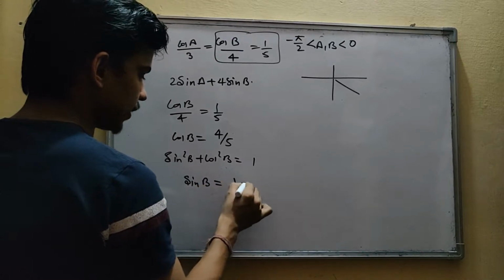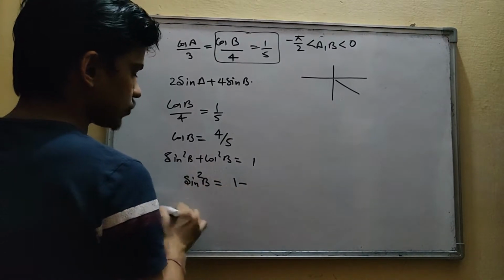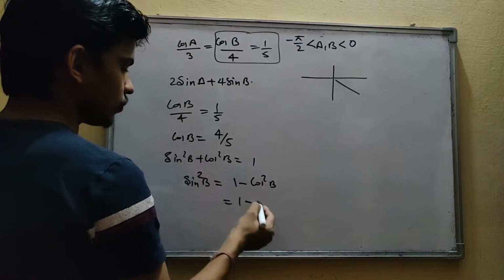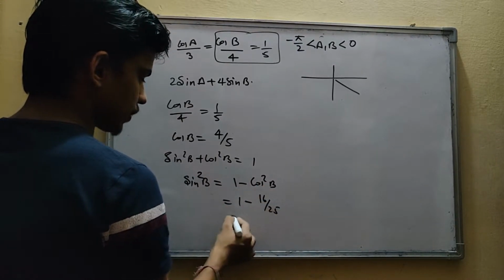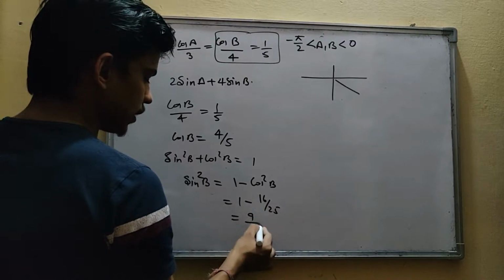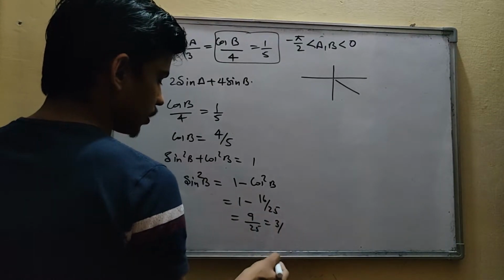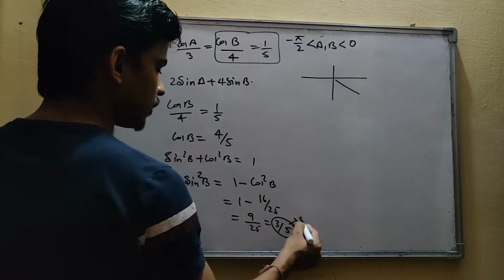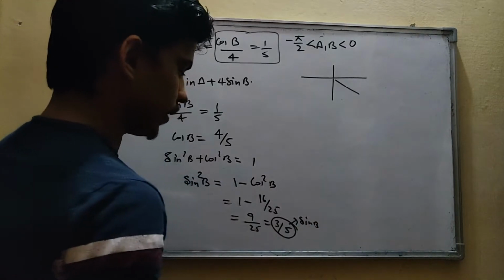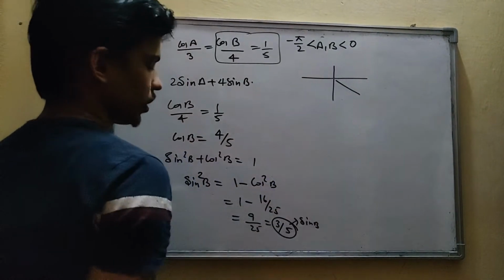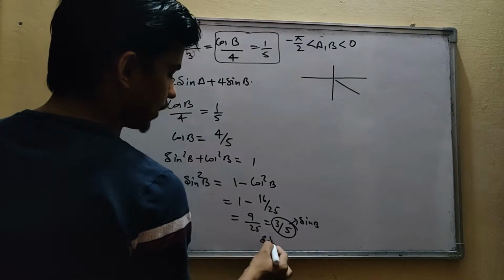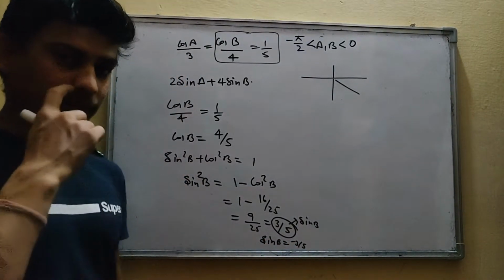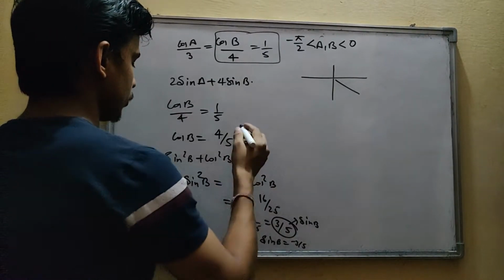So sin square B is equal to 1 minus cos square B. And what is cos B? Cos B is 4 upon 5, so cos square B is 16 upon 25. So this is going to be 25 minus 16, 9 upon 25, so the value of sin B is going to be 3 upon 5. But B is lying in the fourth quadrant, so sin B should be negative. So sin B is going to be minus 3 upon 5. That one you have to remember. These are some important questions.